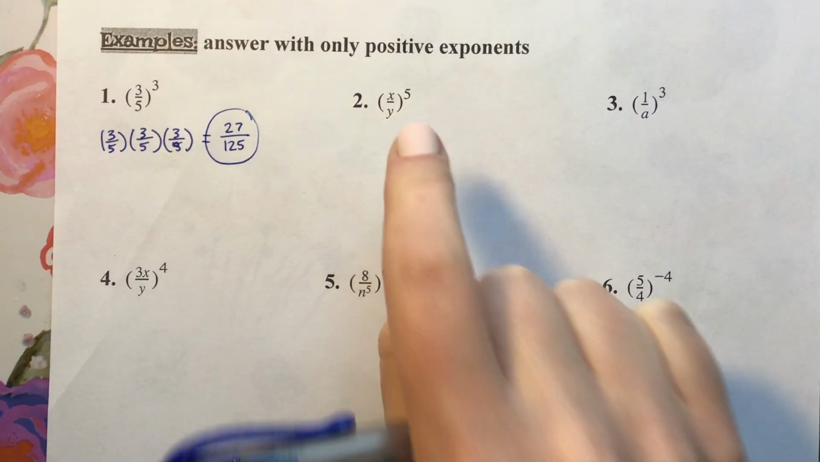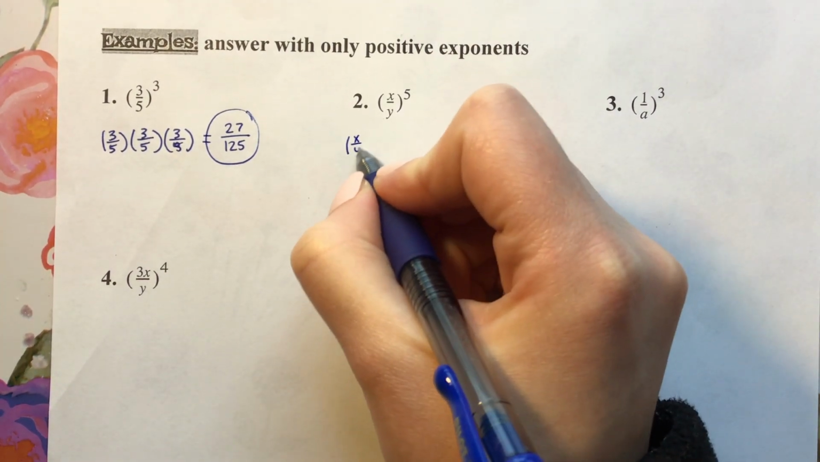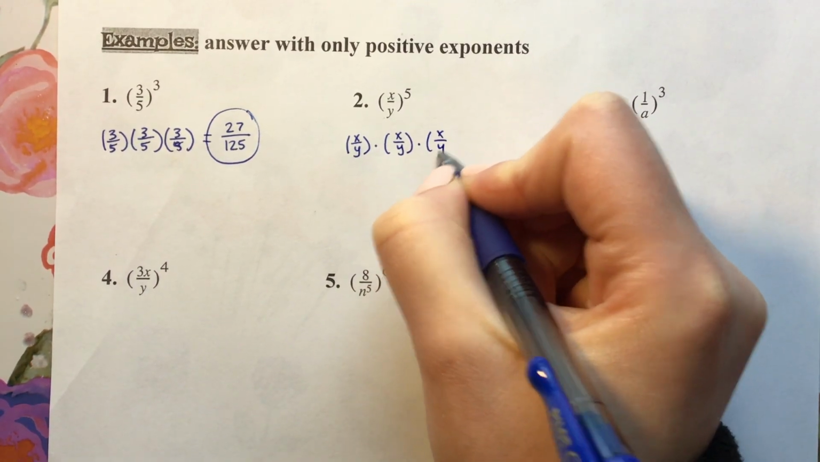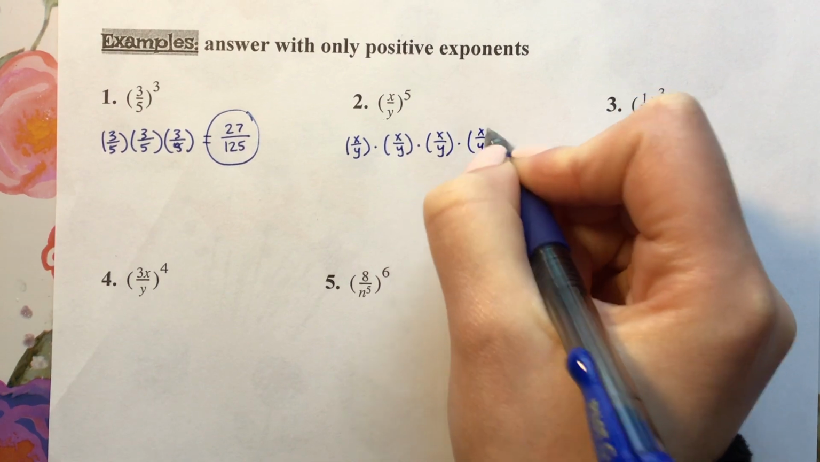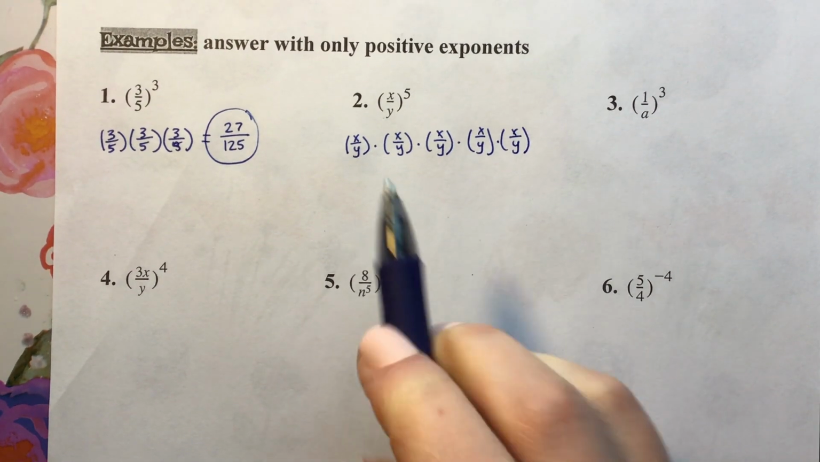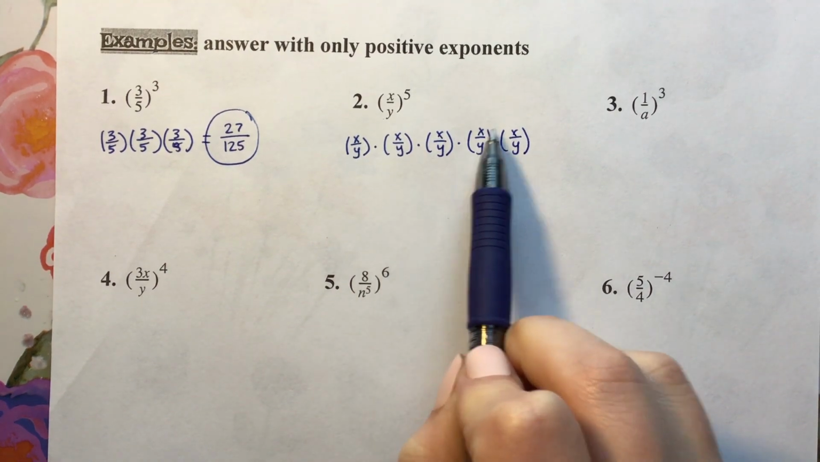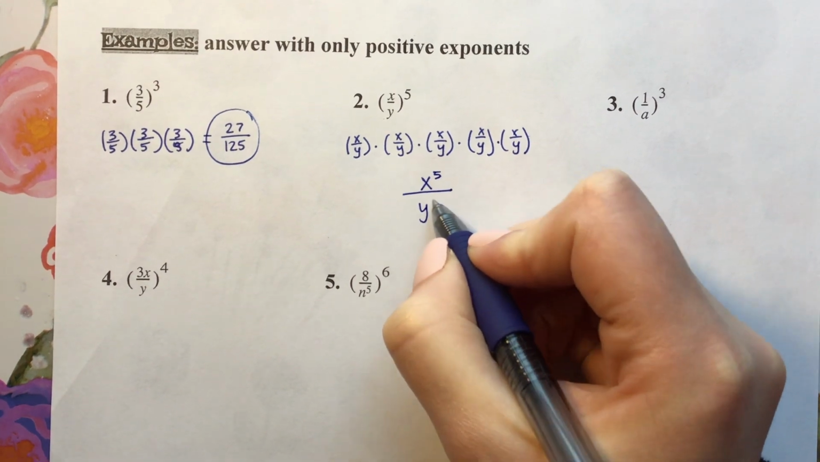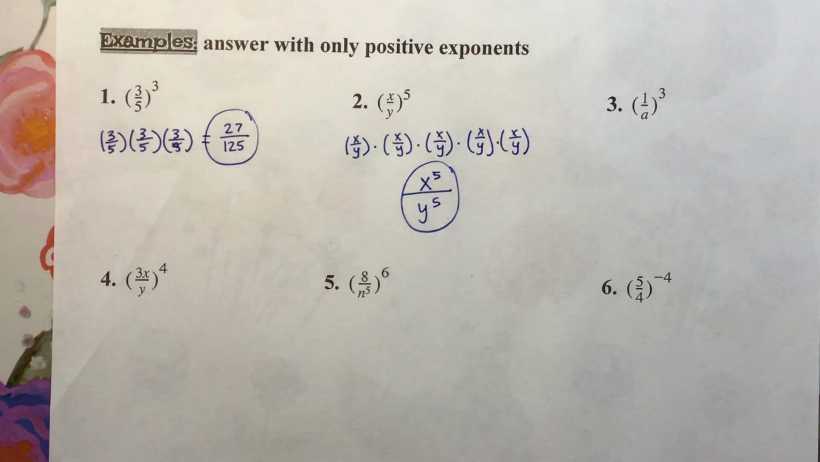x over y to the fifth is the same thing as x over y times x over y times x over y times x over y times x over y. Well, that's x times x times x times x times x in the top, or x to the fifth. And in the bottom, it's going to be y to the fifth.